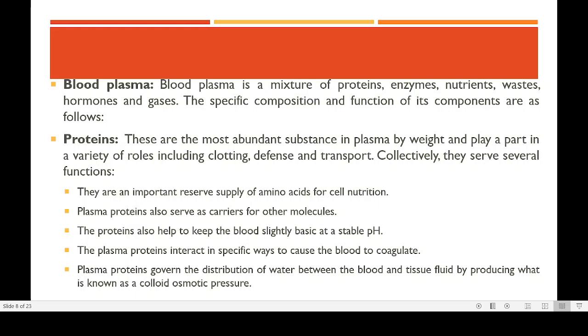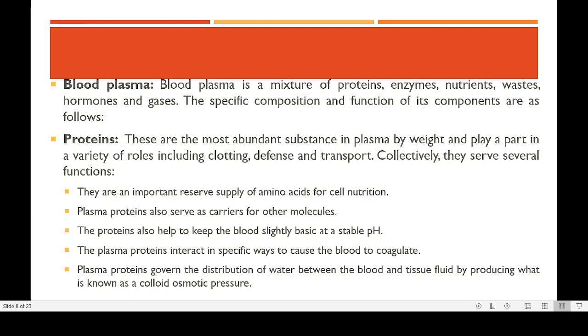So in the last class we have been discussing the functions of the blood, and you have also studied what is plasma, right? And today we have to study what are the functions of plasma proteins. Plasma proteins means proteins present in the plasma. You know what is plasma?